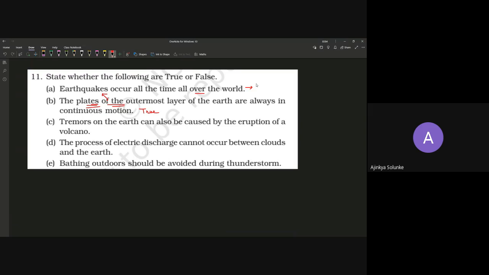Tremors on the earth can also be caused by the eruption of a volcano. Tremors in the sense of the quaking, the quake part. So they are asking, can it be caused by a volcano? If a volcanic eruption happens, is it possible that you can have tremors? What do you think? True or false?